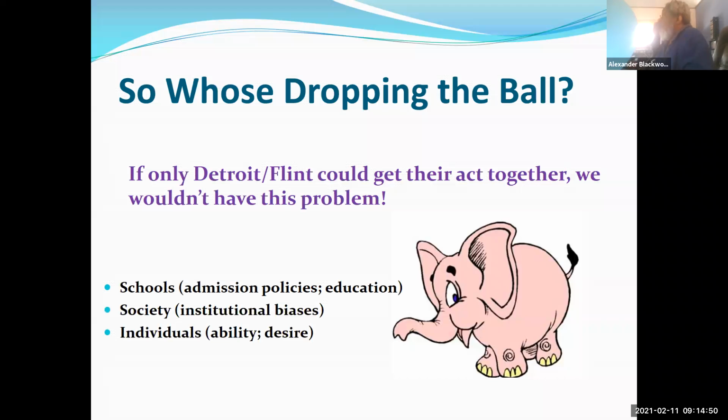Is it the schools? The admissions process? The education? Is it society? Institutional racism? Bias? Do the individuals lack the ability? Next slide.